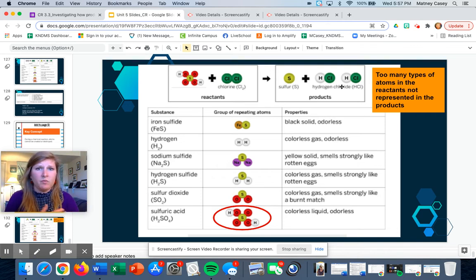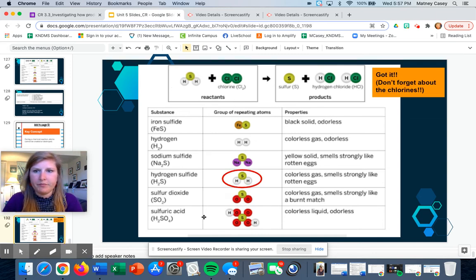It could go in reverse. Whatever atoms are on the product side also have to be represented on the reactant side. Again, we don't just wave a magic wand and atoms just disappear or poof, turn from a frog to a prince overnight. It's chemistry. The last one I tried does seem to work though, and that is hydrogen sulfide.